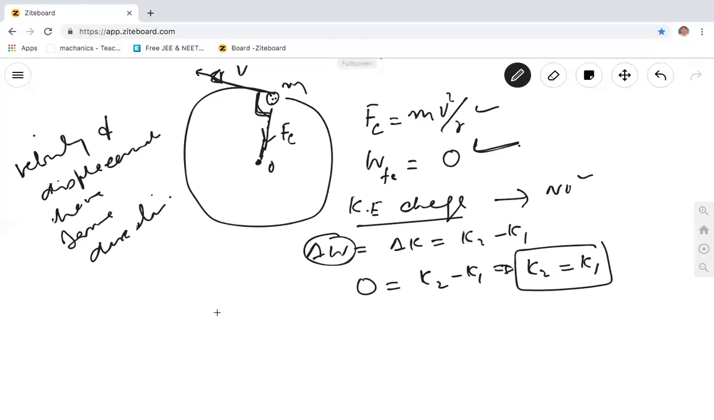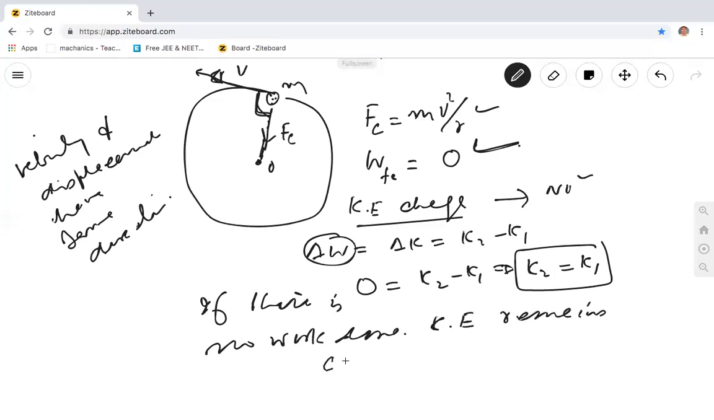So you can write our statement: if there's no work done, kinetic energy remains constant. Remember as many statements as possible, right?